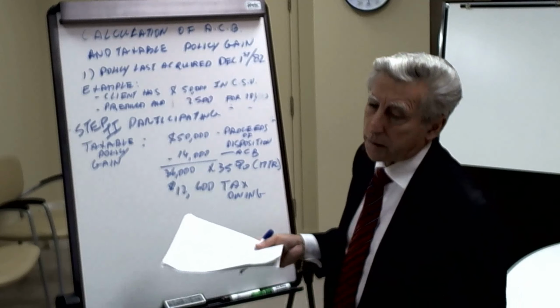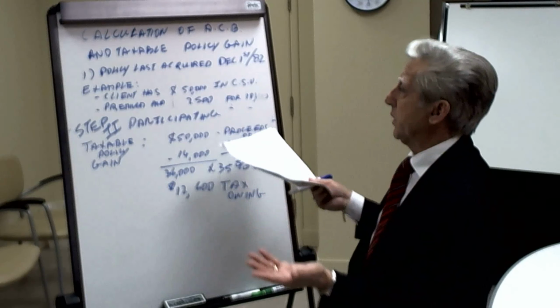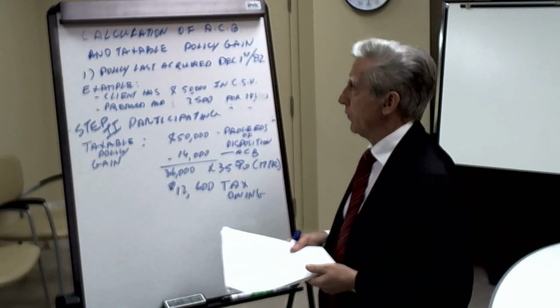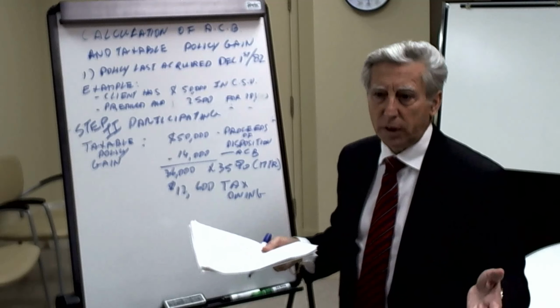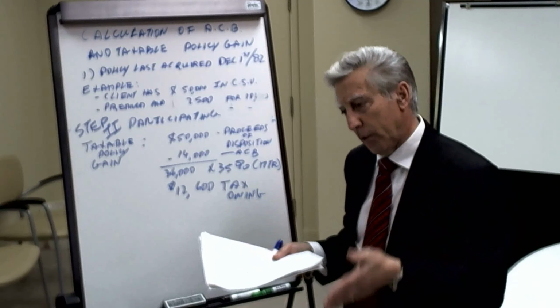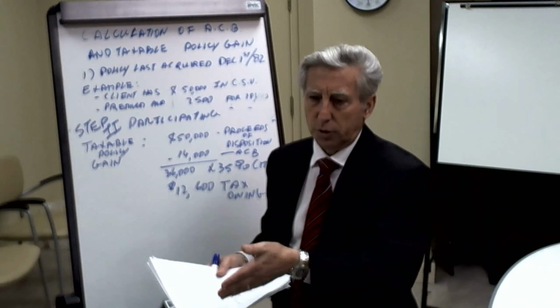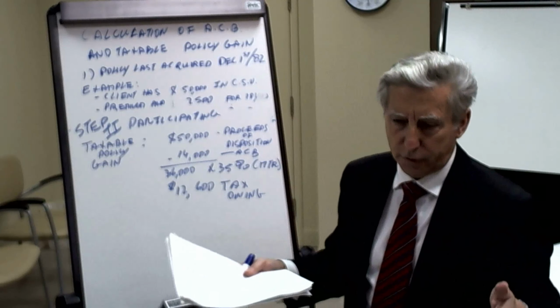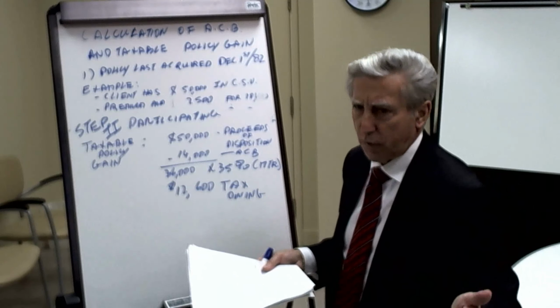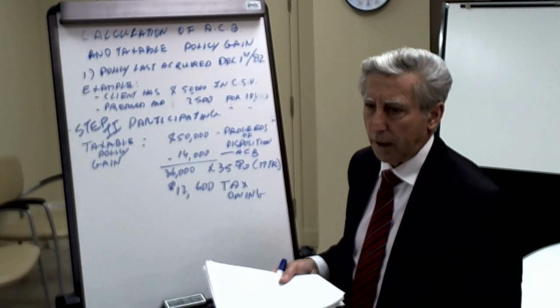And that essentially summarizes this whole section on calculation of adjusted cost base. That's the very first thing that you have to do. And always remember that we're only referring to policies issued December 1st, 82 onwards. That's the only time this actually applies, okay? Policies issued prior to that, this does not apply.